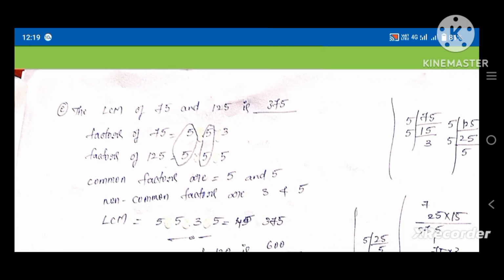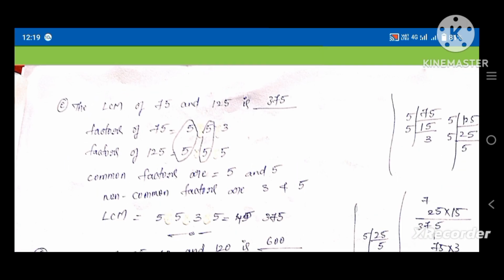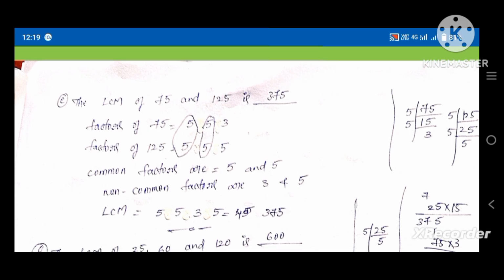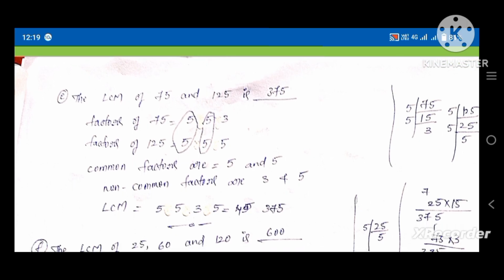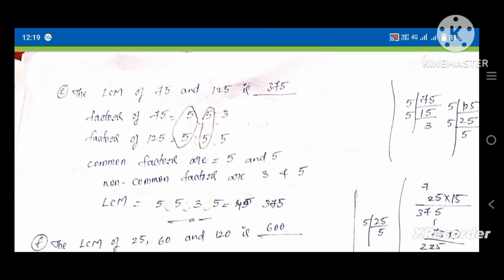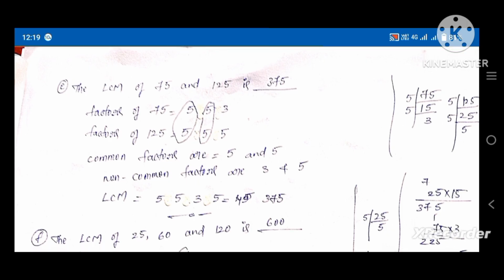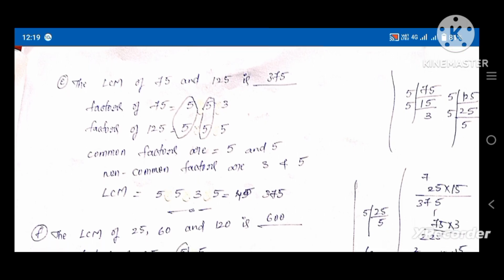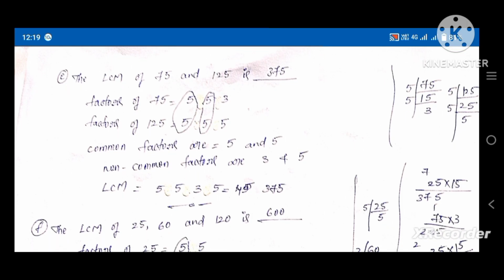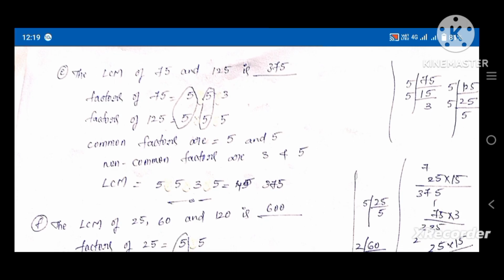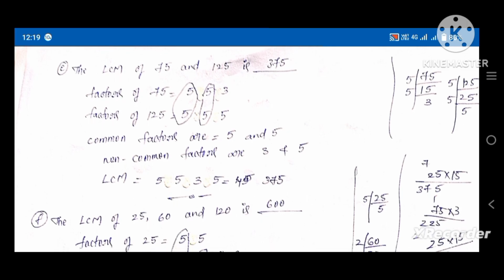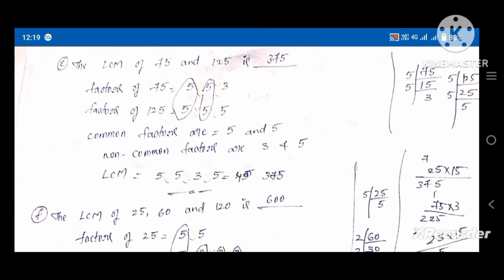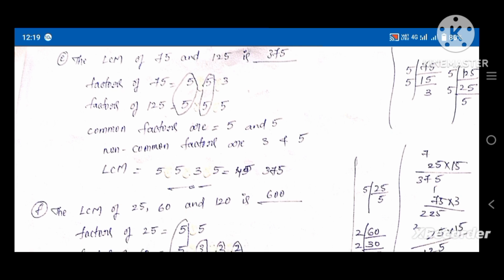E. The LCM of 75 and 125 is 375. Factors of 75: 5, 5, 3. Factors of 125: 5, 5, 5. Common factors are 5 and 5. Non-common factors are 3 and 5. LCM is 5 × 5 × 3 × 5 = 375.